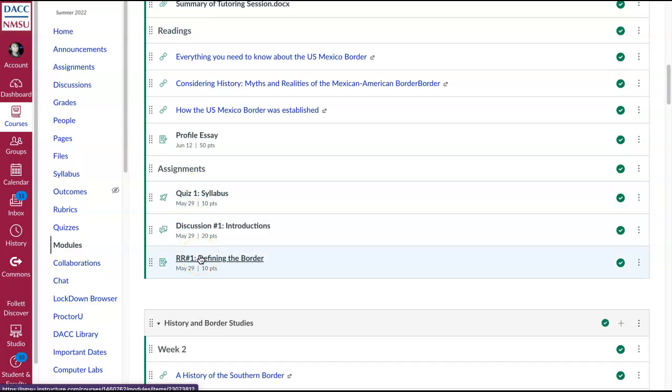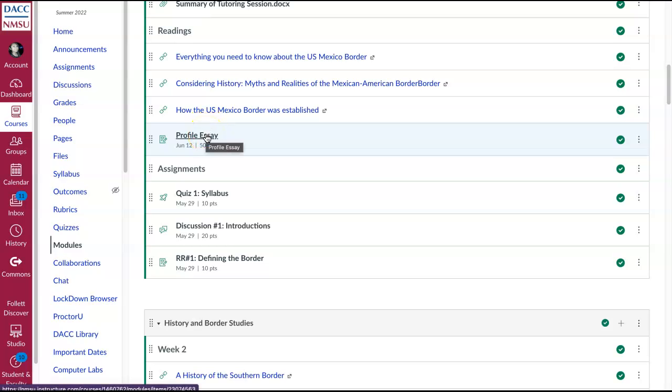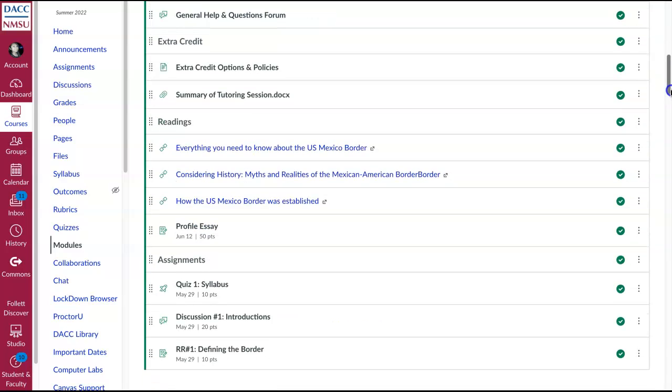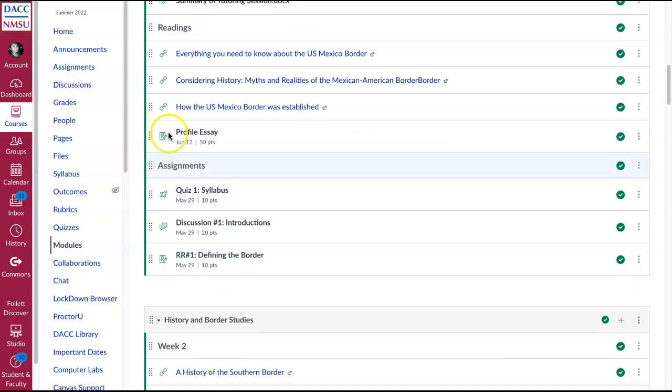Now, something to keep in mind is that, because it is such a short class, I had to assign the first essay during the first week. Now, this doesn't mean that it's due this week. It just means that you should read the instructions and start working on it because it's due June 12th. So just keep that in mind, that you want to make sure that you read the module and you look through it, and that way you understand that this is due June 12th instead of just looking at it and saying, oh my gosh, I have to do the profile by the first week.